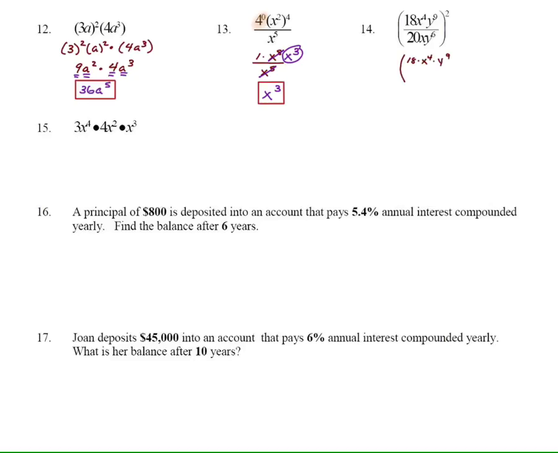And then number 14, there's a couple different ways to handle it. What you'll notice is I have a fraction with variables and numbers in each part, all raised to the second power. So you can either take everything on the inside and square it and then reduce, or what I like to do is actually reduce the inside as much as possible and then square the result. So what I mean is, notice I have 18 and 20, so those are both divisible by something, right? They're both divisible by 2.